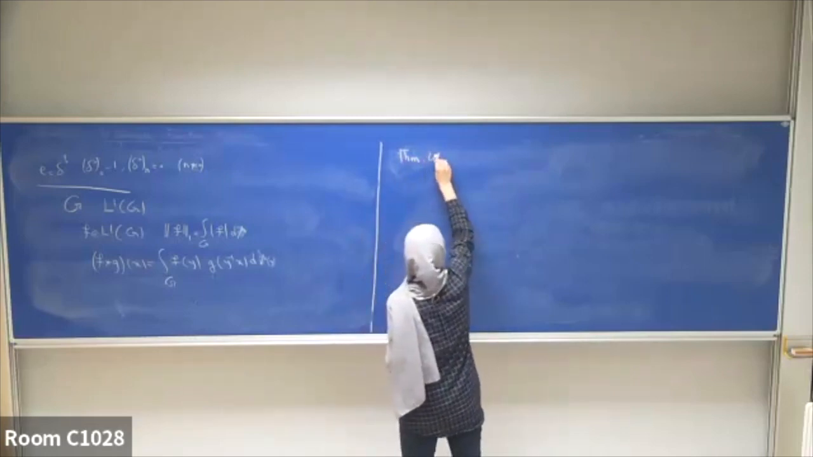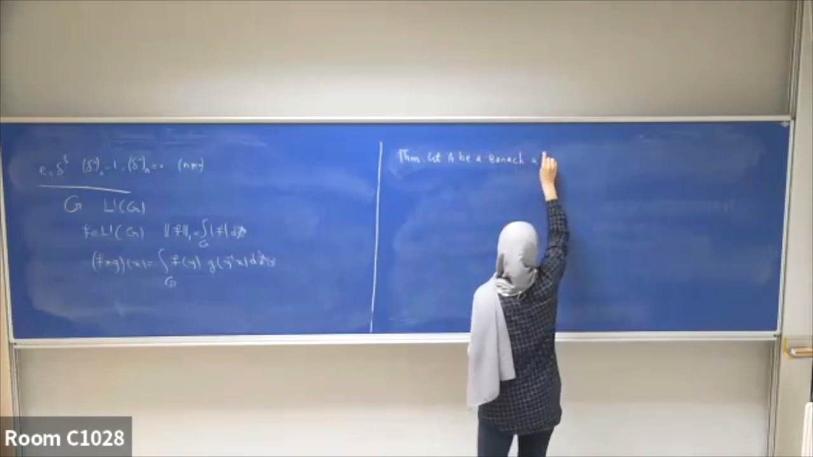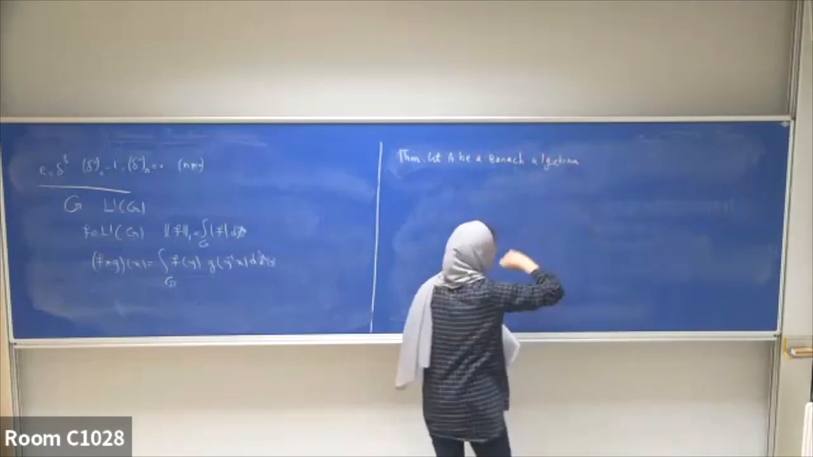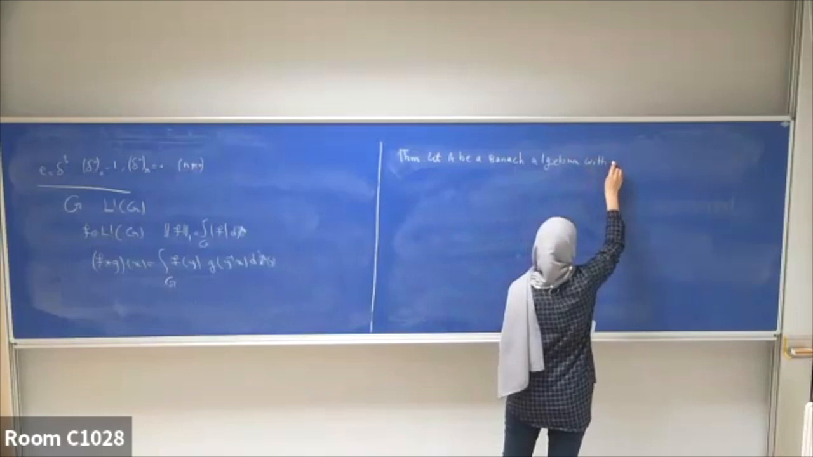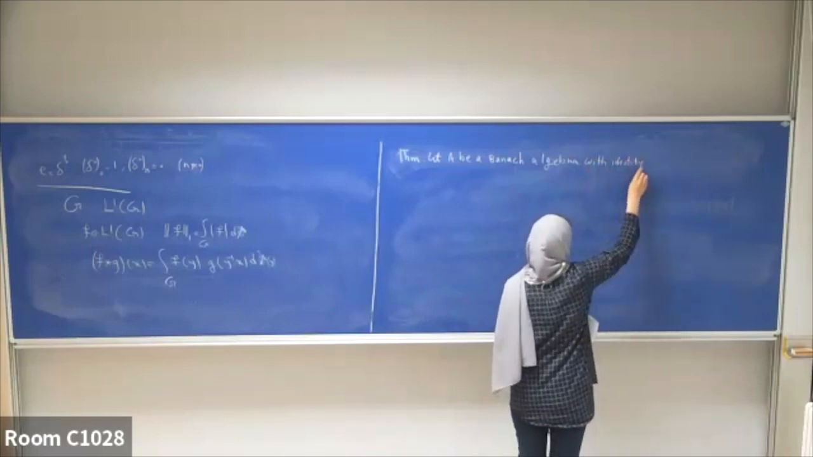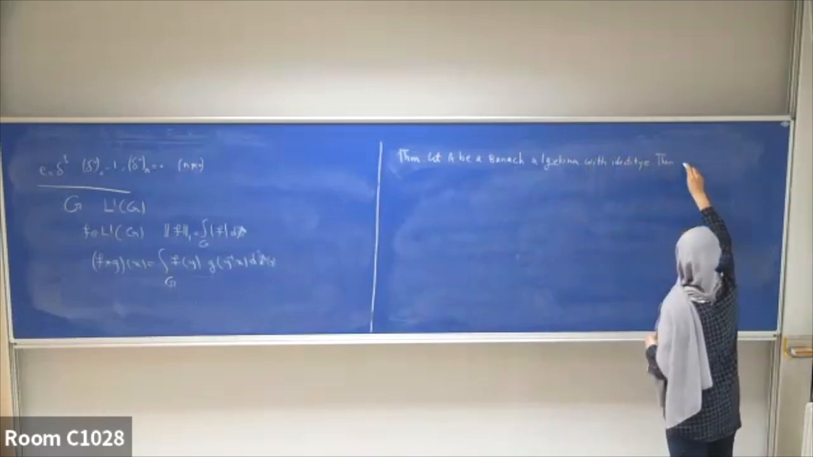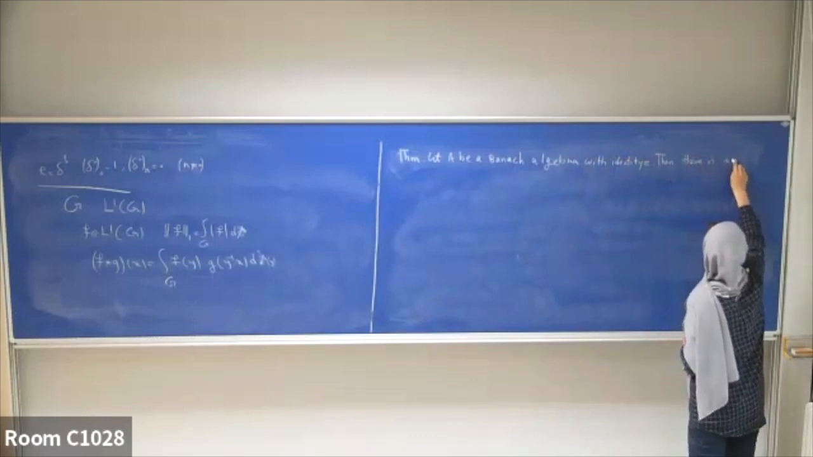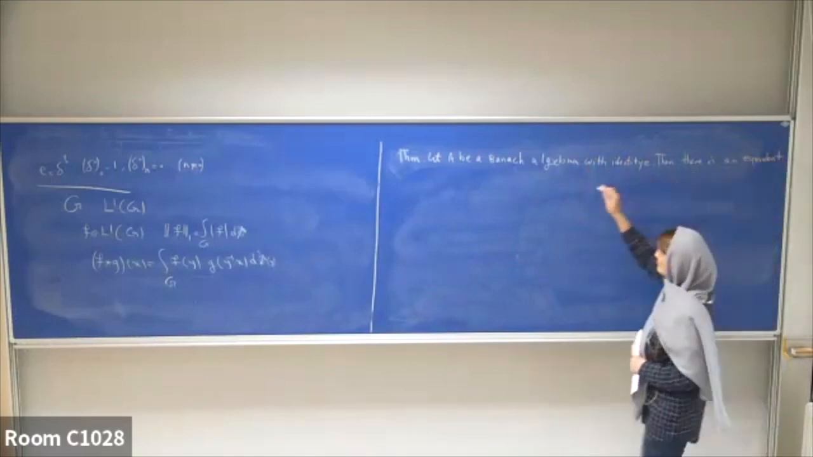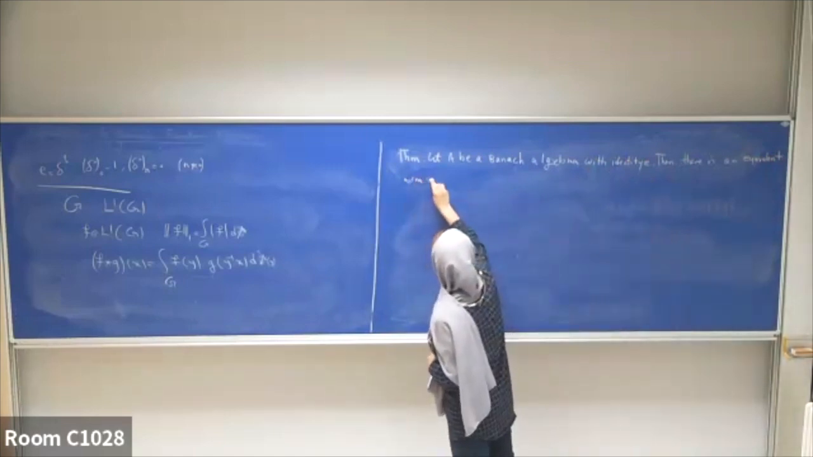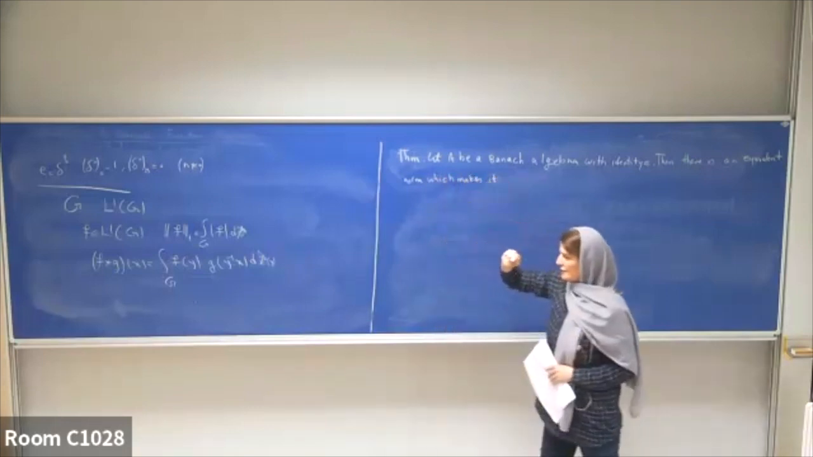Let A be a Banach algebra with unit, or let's say identity E, then there is an equivalent norm which makes it a unital Banach algebra, makes it unital.